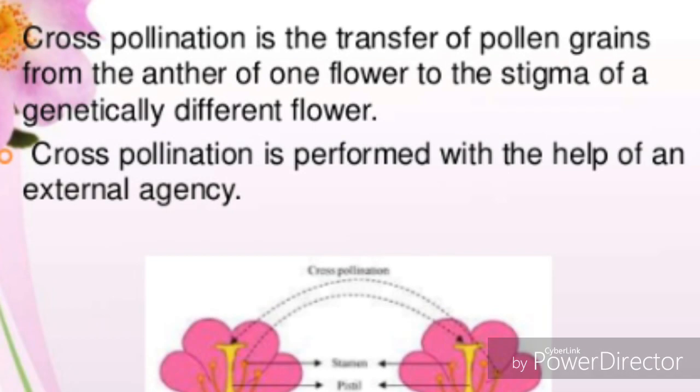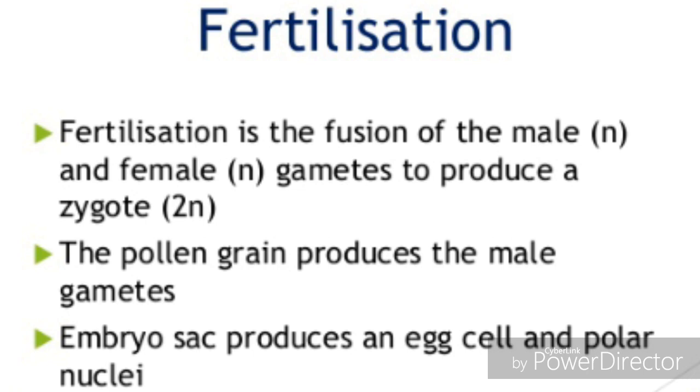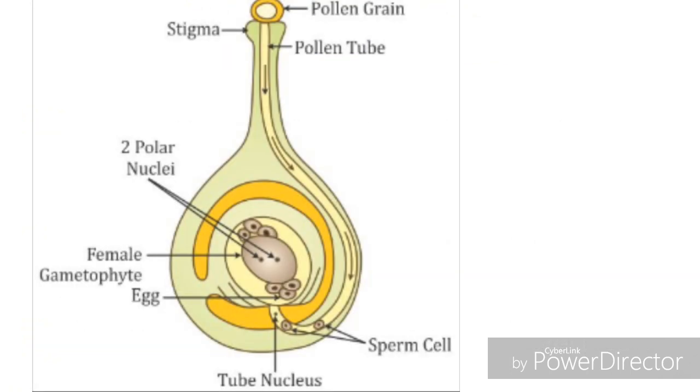Students, bisexual flowers usually undergo self-pollination. In case of unisexual flowers, they undergo cross-pollination. And pollination leads to fertilization. The male gametes present in pollen grains unite with the female gamete present in the ovary to form a zygote.